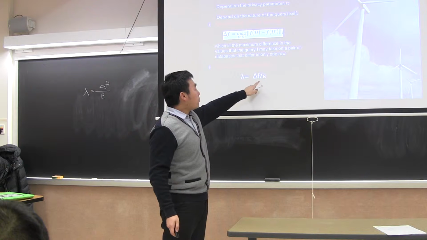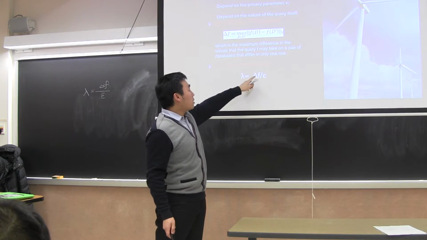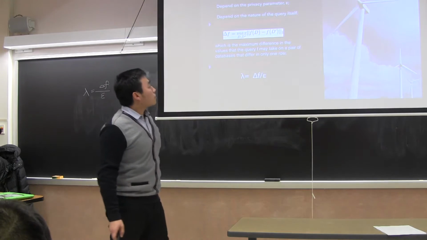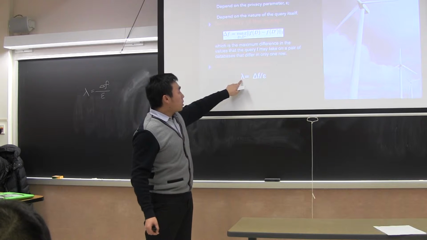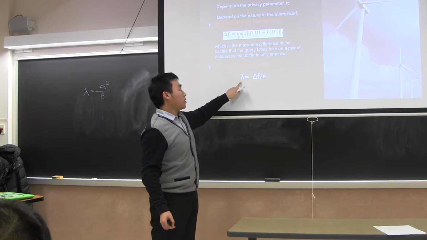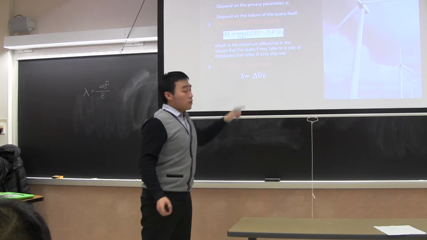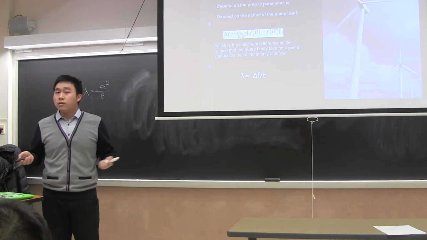Delta f, we call it the sensitivity parameter. When delta f is larger, we have bigger noise. When epsilon is larger, we have less noise. This is the equation. Sorry, maybe it's too technical.